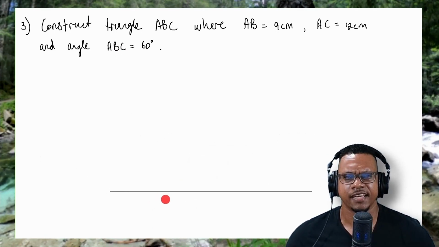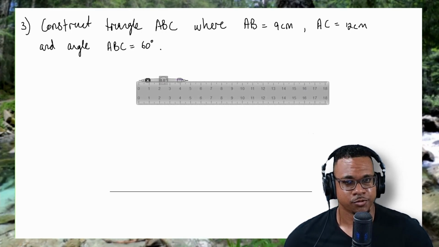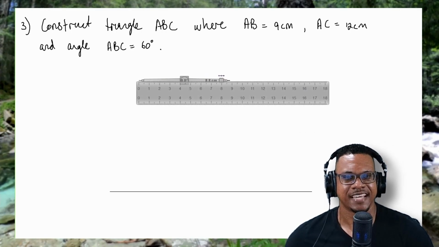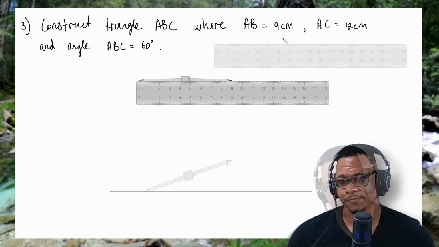So here I have my light line that's more than 9 centimeters long. I'm going to place my compass point at the 0 on the ruler. I'm going to open it out to 9 centimeters because I want to construct my line segment AB, and AB is equal to 9 centimeters.